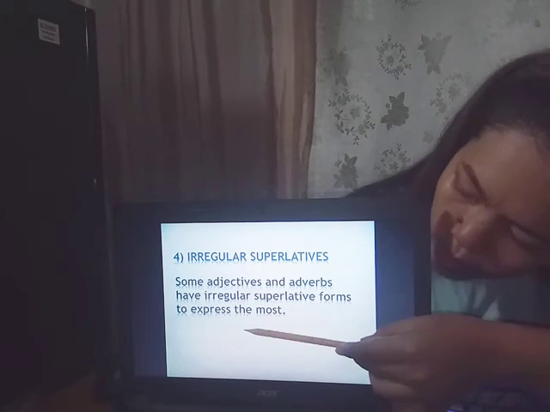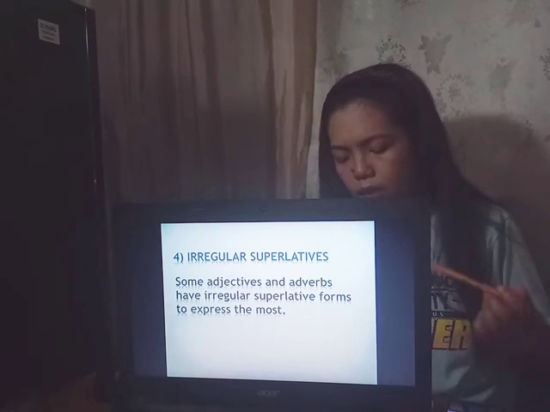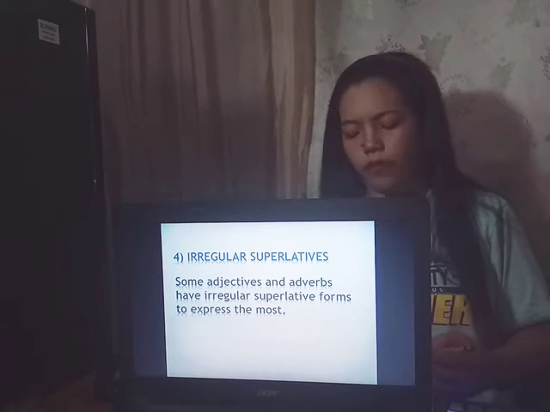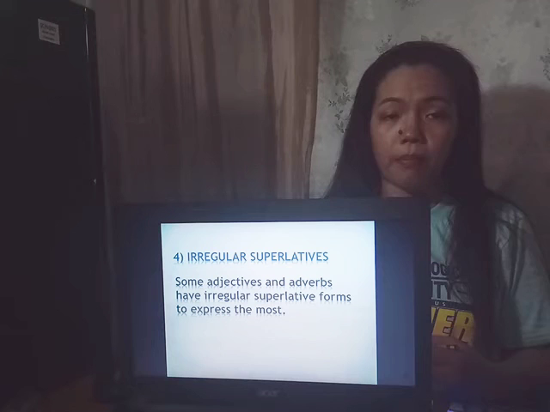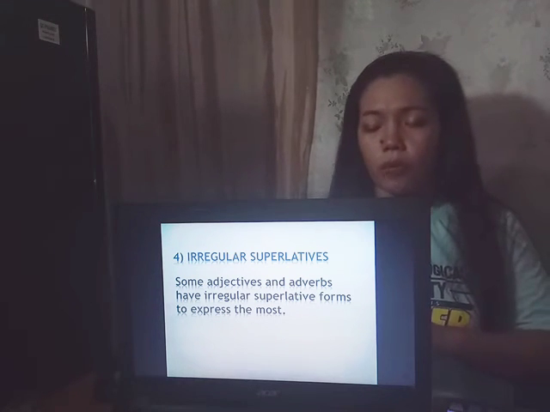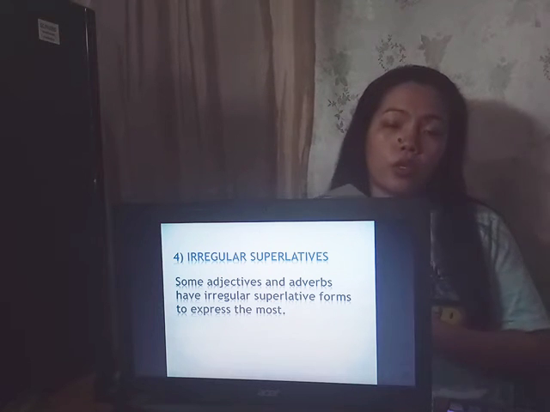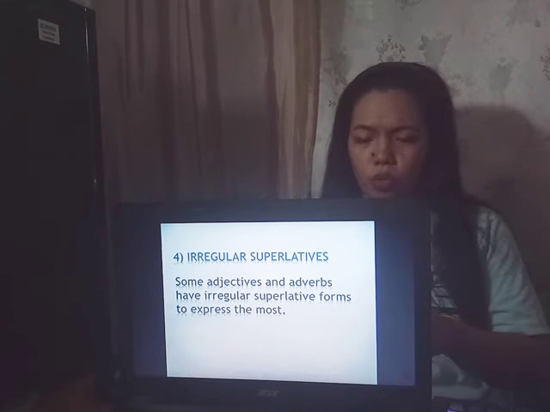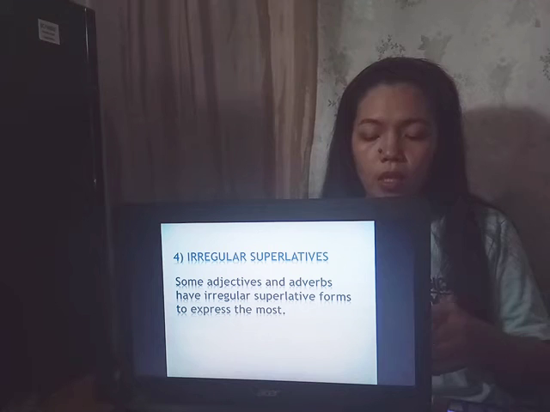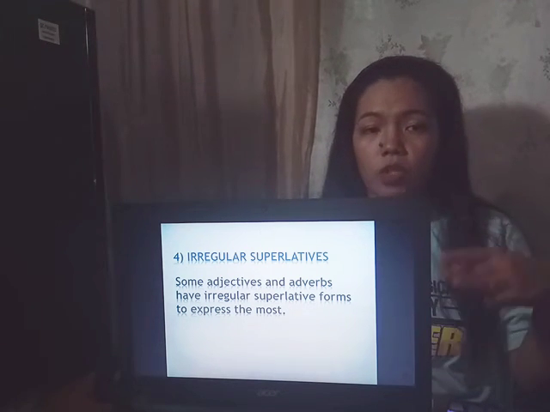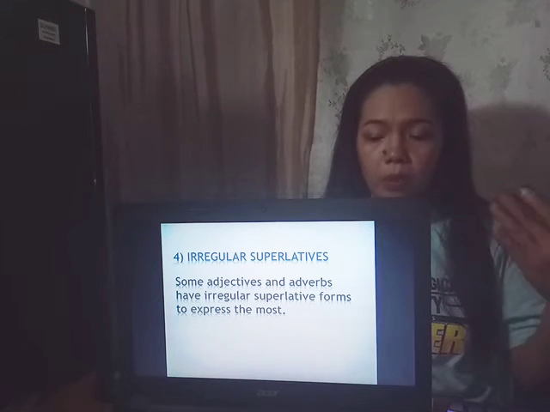So here, as you can see, it says some adjectives and adverbs have irregular superlative forms to express the most. So to express the most, you have to consider them. They will change the word. Sometimes it's a little confusing, same with English and Spanish. All you have to do is to familiarize them, study, and apply it upon speaking. Okay?